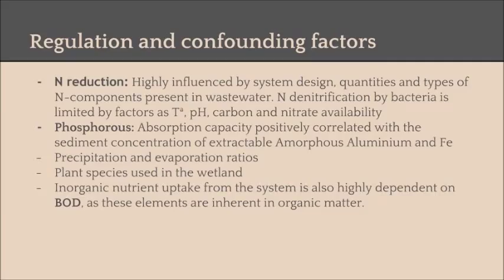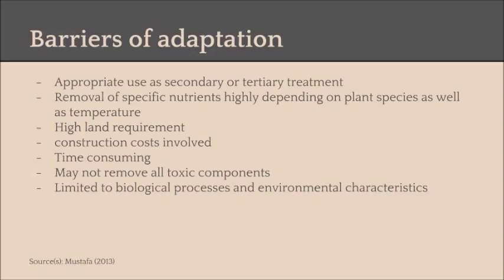However, there are also many factors which will influence the performing of the mechanisms in this system. The nitrogen and phosphorus reduction depends highly on the system design and plant species used in the wetland and the composition of these nutrients in the wastewater. An important part of the denitrification process is the bacteria present in the soil, for which factors such as temperature, pH, carbon and nitrate content will influence the reduction rates. The removal of nutrients and toxic components depends on various factors, biological processes, environmental characteristics and also varies highly with the particular plant species.